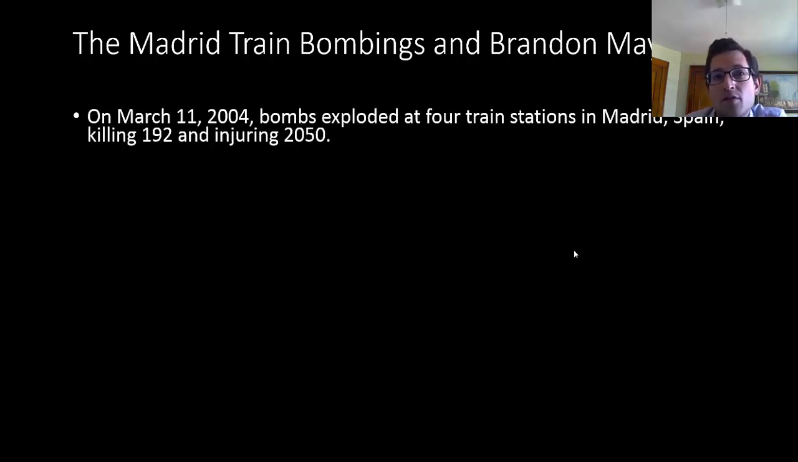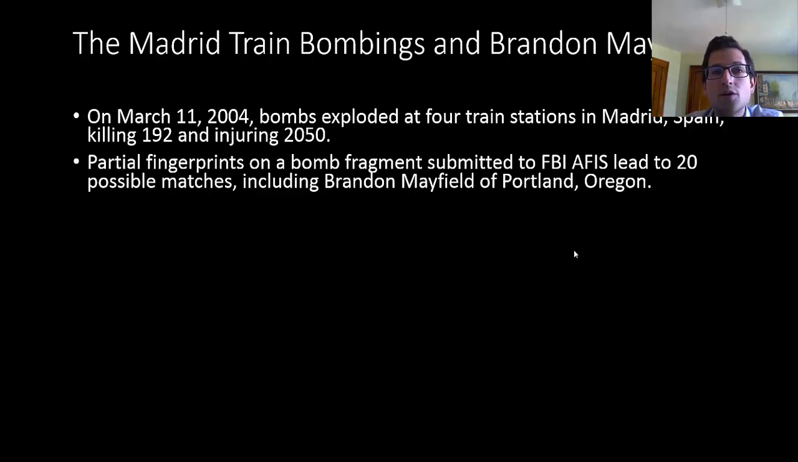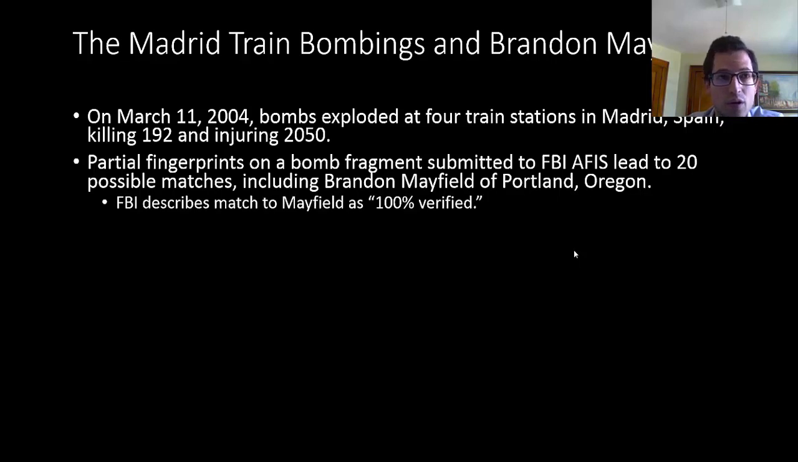On March 11th, 2004, bombs exploded at 4 train stations in Madrid, Spain. These killed 192 people and injured over 2,000. Partial fingerprints on a bomb fragment were recovered, and they were submitted to the FBI's AFIS system, and this led to 20 possible matches, including Brandon Mayfield of Portland, Oregon. The FBI described the match to Mayfield as 100% verified.